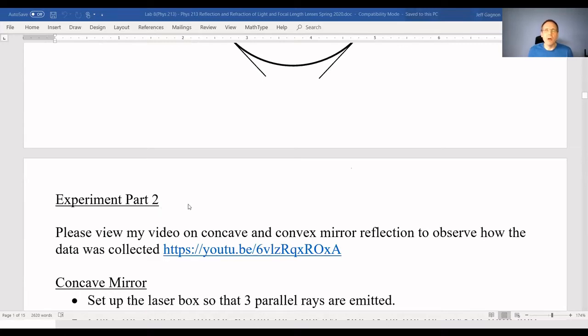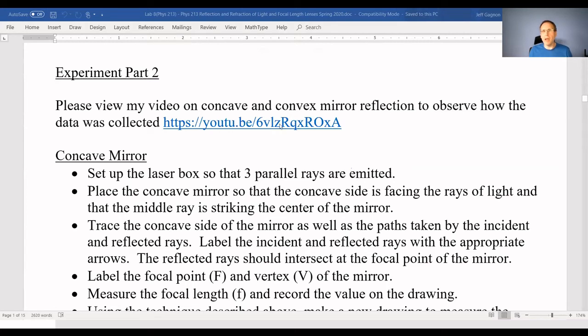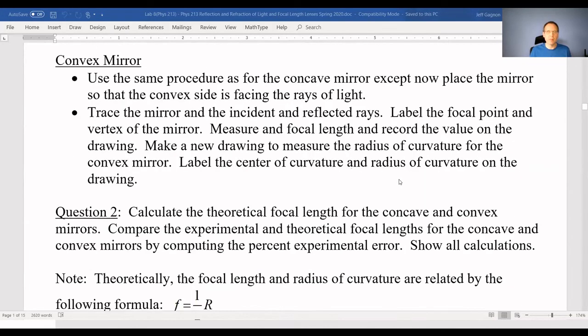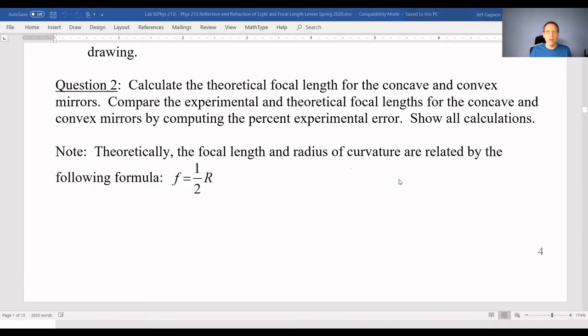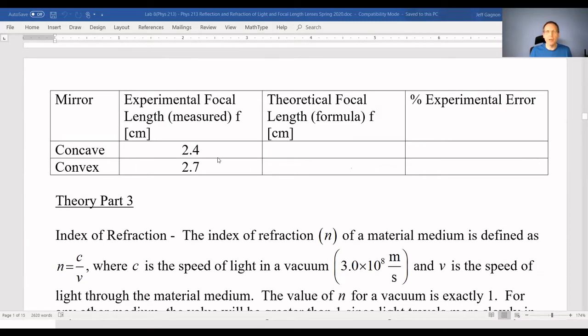Okay, so what you want to do for this part is go look at my video on how I collected all the data for the concave and convex mirrors. And then you want to answer question 2 here. So actually, here's the table. This was the data that I got for the experimental focal length that I actually measured from my pictures. Again, you'll see that when you watch the video. So 2.4 centimeters for the concave and 2.7 for the convex.